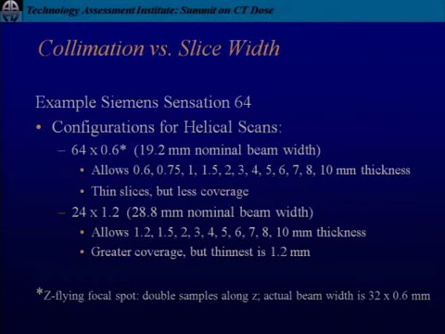The other configuration available on that scanner is 24 by 1.2. Okay, so that's a 28.8 millimeter nominal beam width compared to 19.2, so a little bit bigger. But it doesn't allow a 0.6 or a 0.75. It starts at 1.2 and goes up to 10. Okay, so even with the 64 slice scanners, we have this little bit of trade-off between thin slices and coverage.